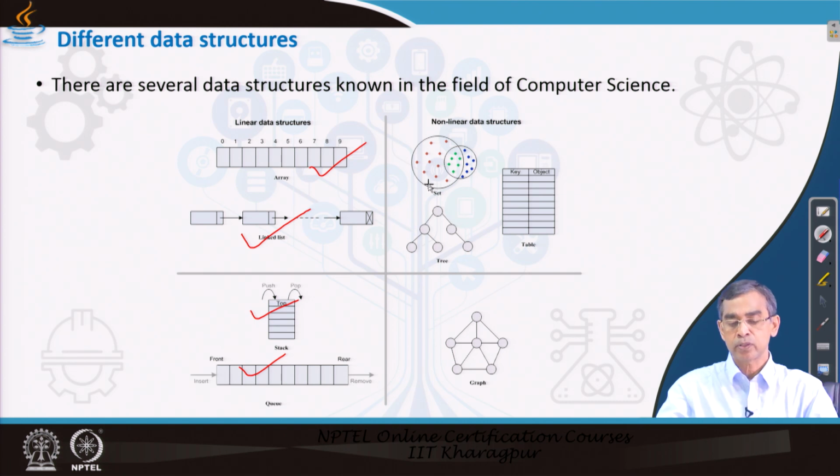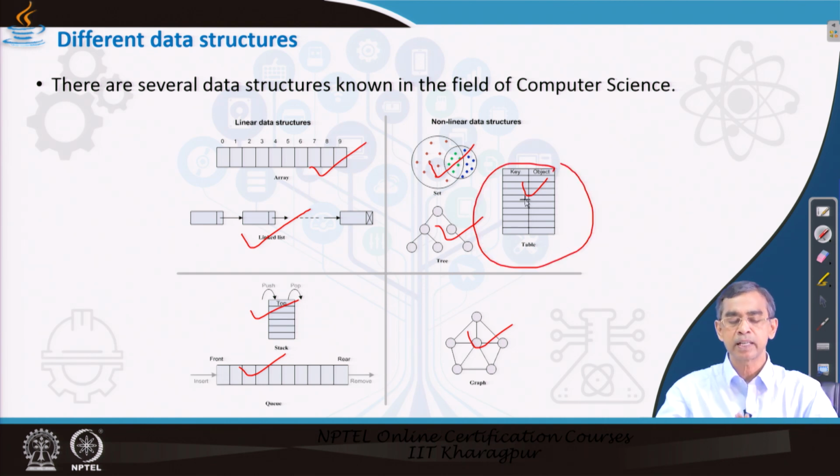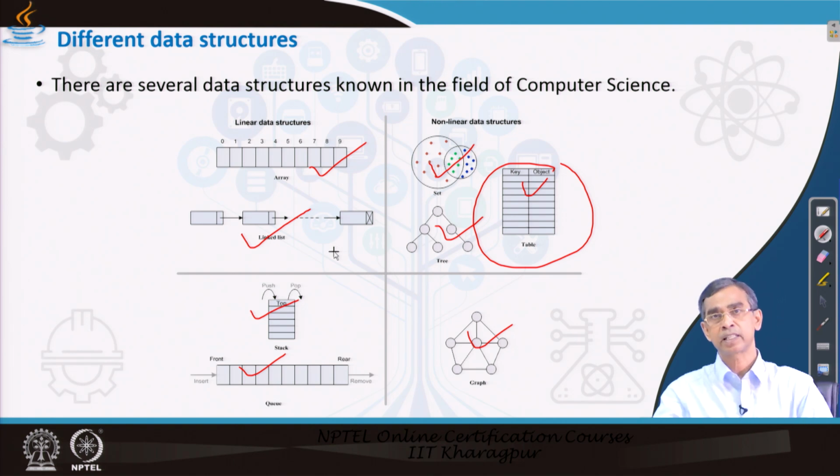Another type of data is called the set, there is a table, there is a tree, and then graph. These are basically collections. Graph is also a collection of some data, stored in a slightly peculiar way. Table is also a collection, stored in a different way. So these are the different types of collections.